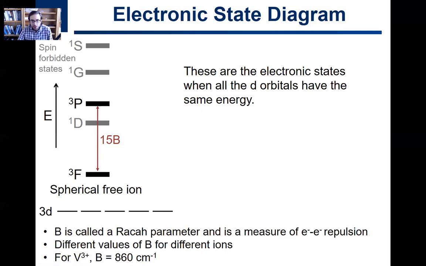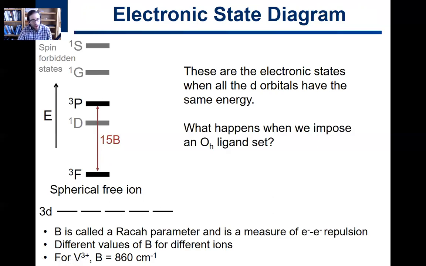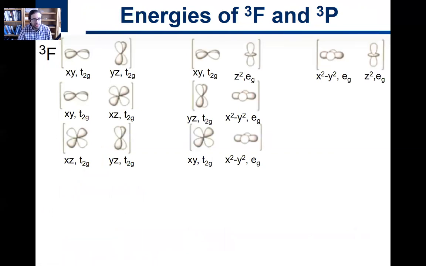So these are the electronic states when all the d orbitals have the same energy. Yes, that's what we said. Spherical ion, all 5 d orbitals are at the same energy, pentuply degenerate. What happens when we impose an octahedral ligand set? All right, this is where things get interesting.